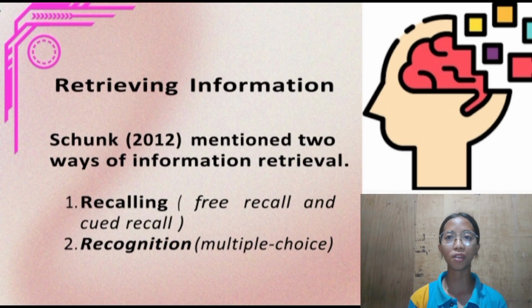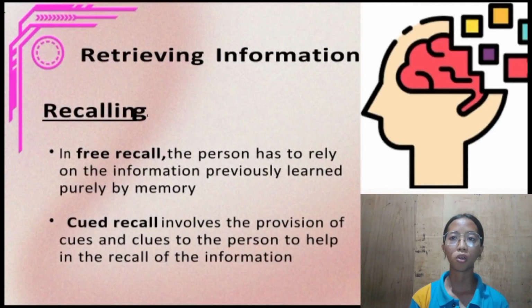Recalling is either free recall or cued recall. One way to retrieve information is through recall, where you have to remember something without any help. In free recall, the person has to rely on the information previously learned purely by memory. When you remember something without any help or clues, that is free recall. For example, if your teacher asks you to list all the brands of phone, you can remember because you are using free recall.